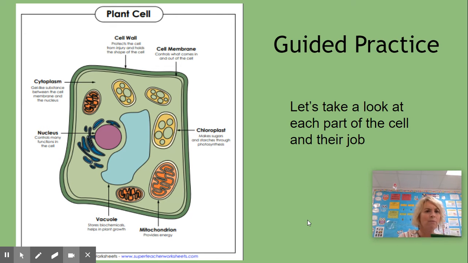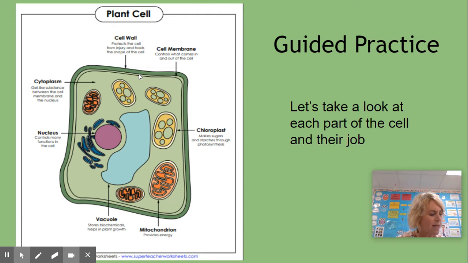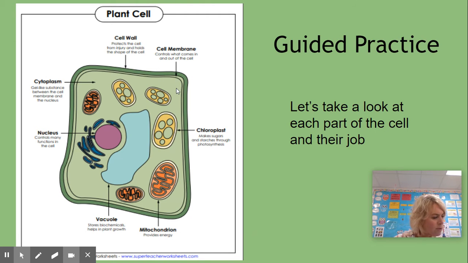Now let's talk about the different parts that we saw on our video. So we learned about the cell wall. Let's start here on the outside. On the outside is the cell wall. The job of the cell wall is to protect the cell from injury and hold the shape of the cell. The cell membrane would be our next layer. It controls what comes in and out of the cell. Right here's the chloroplast. We've heard about the sugar making in the process of photosynthesis. The chloroplast makes sugar and starches through photosynthesis.